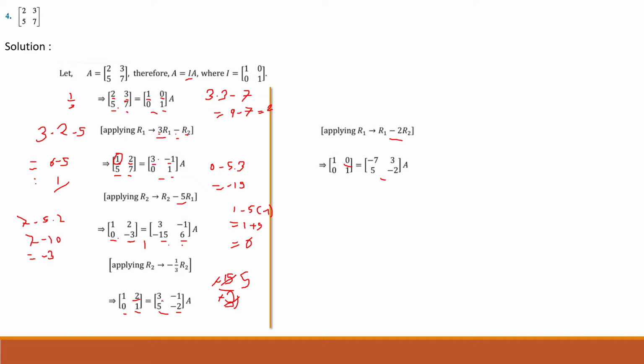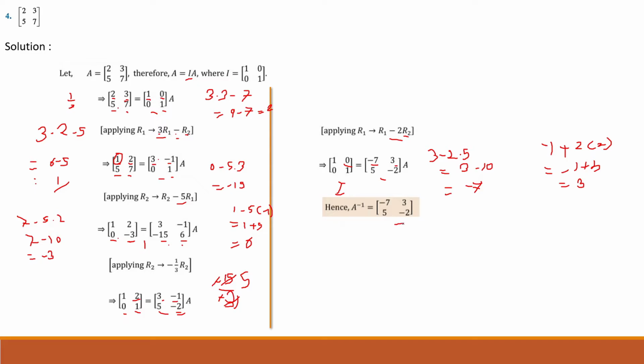And for this matrix, 3 minus 2 into 5 10 which is minus 7 and minus 1 plus 4 is 3. So matrix A is now transformed into identity matrix. So our A inverse is minus 7 3 5 and minus 2. You can pause the video to note this down.